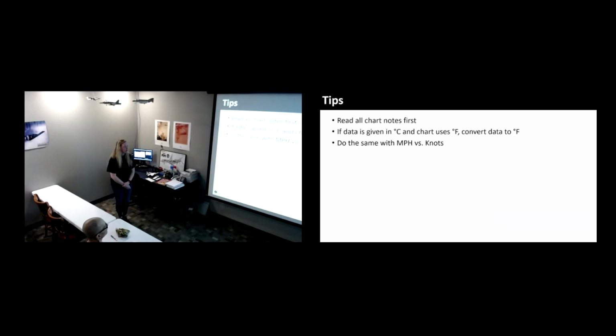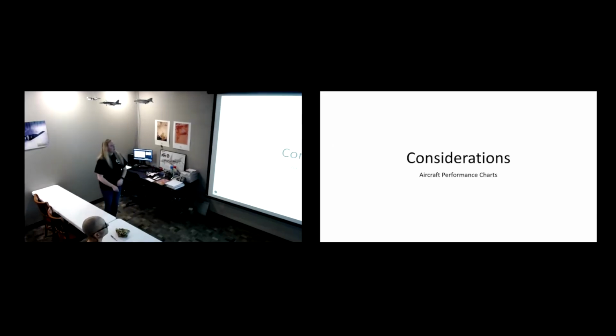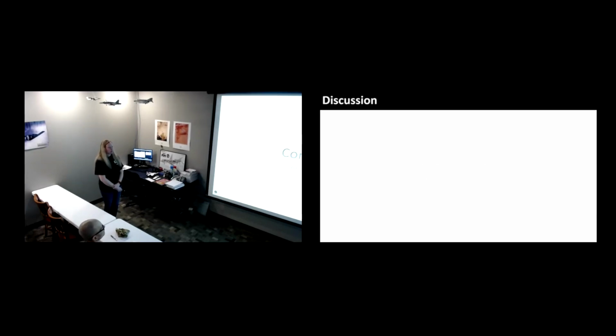Read all the charts. If the data is given in Celsius and the chart uses Fahrenheit, convert it to Fahrenheit. Does everybody know that mental calculation you can do? Multiply by 2, add 30 with Celsius. So if it's 2 degrees Celsius outside, multiply that by 2, you get 4 plus 30, it's 34 degrees Fahrenheit. Cool. Or you can just go to this chart, like I said a couple days ago, and look at the conversion and get the exact number. Do the same with miles an hour and knots.